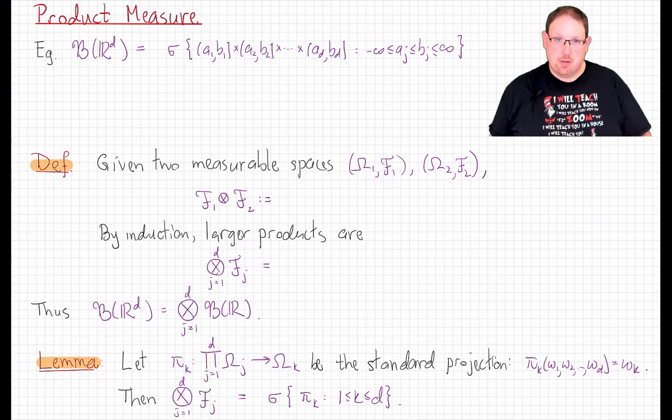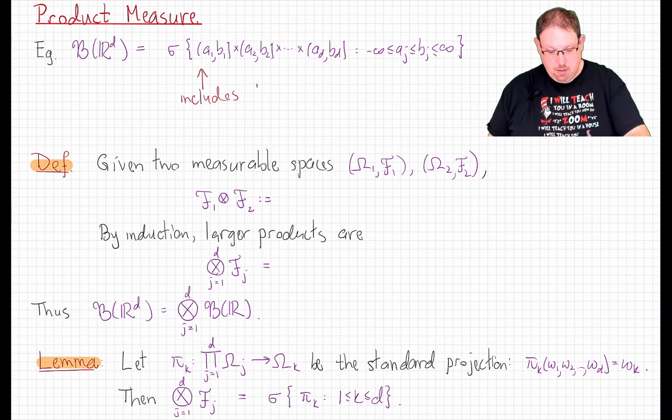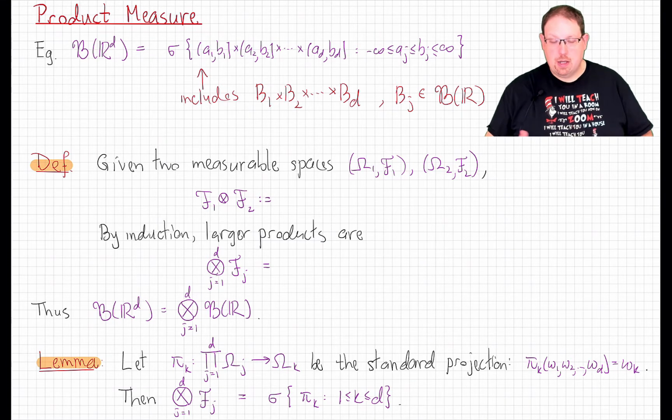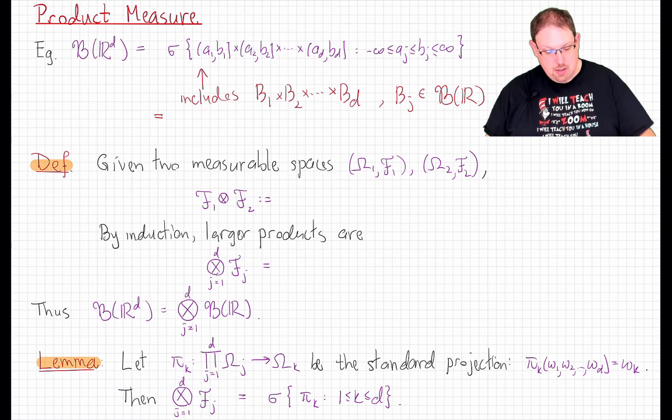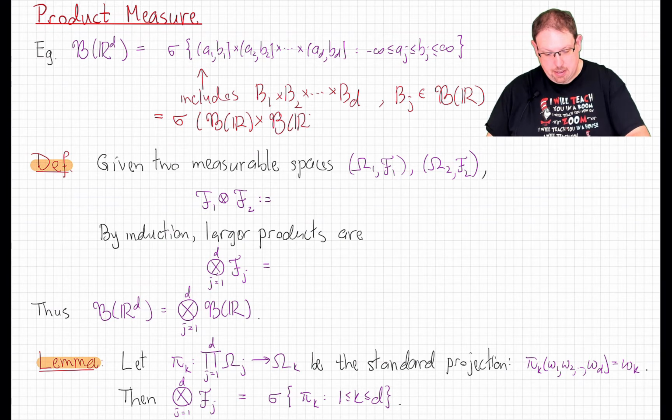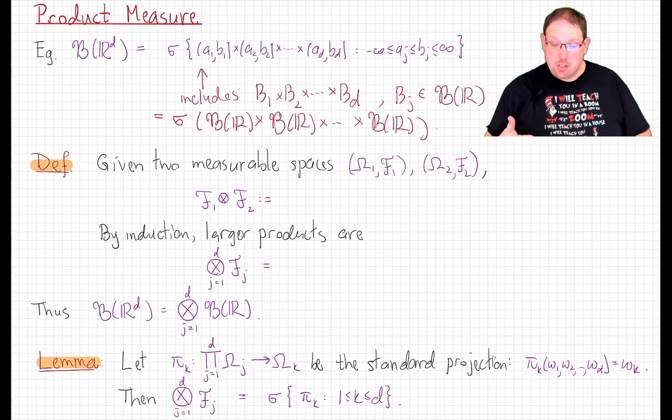products of half-open intervals. And in the usual way, we could replace those with closed intervals or open intervals or half-infinite intervals and so on, piece by piece. Now, this collection certainly includes Cartesian products of one-dimensional Borel sets. And so we can equally conclude that the Borel sigma field over R^d is generated by the Cartesian product of d copies of the Borel sigma field over the reals. That's going to be our definition for product sigma fields in general.